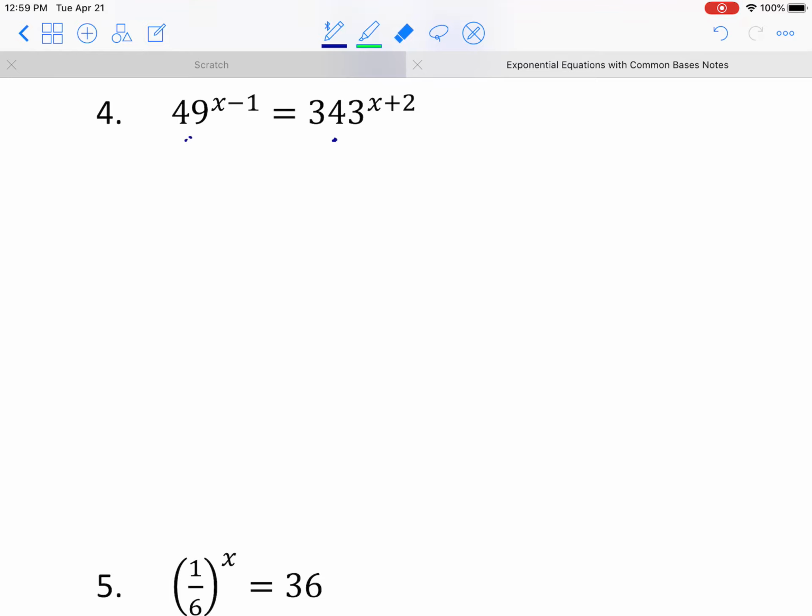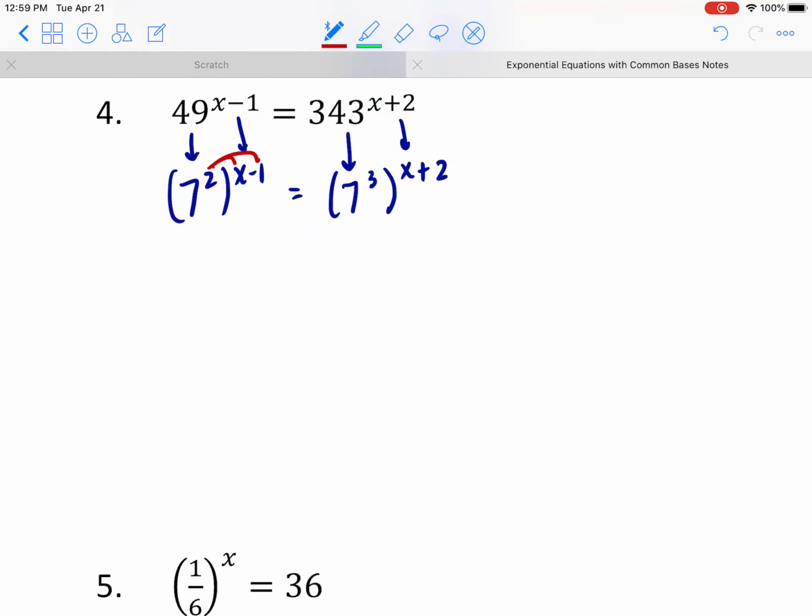Okay. 49 and 343. Maybe you don't recognize the 343, but you should definitely recognize the 49, and that should be telling you that these have to both be powers of 7. So 49, that is the same as 7 squared, and let's bring down the x minus 1. 343, that's 7 cubed, and let's bring down the x plus 2. Now let's distribute, right? It's going to be 2x minus 2 here, and 3x plus 6 here. So we have 7 to the 2x minus 2, and 7 to the 3x plus 6.